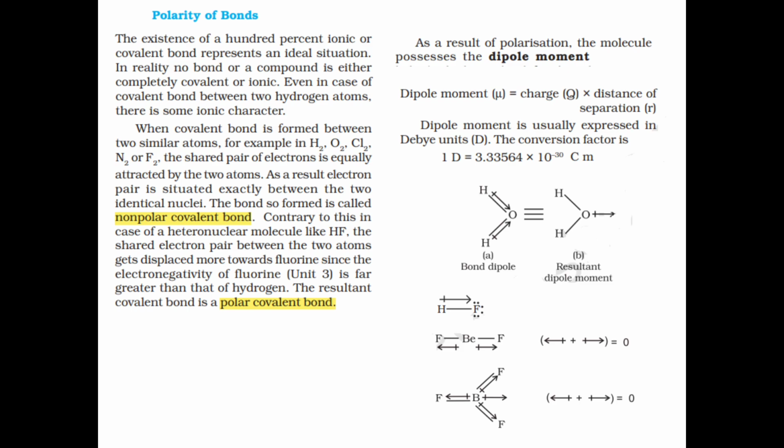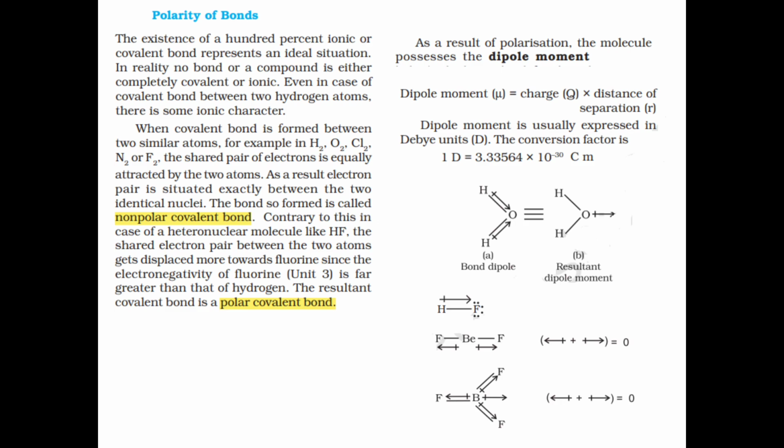Contrary to this, in the case of a heteronuclear molecule like HF, the shared pair between the two atoms gets displaced more towards fluorine, since the electronegativity of fluorine is far greater than that of hydrogen. The resultant covalent bond is a polar covalent bond. As a result of polarization, the molecule possesses a dipole moment.